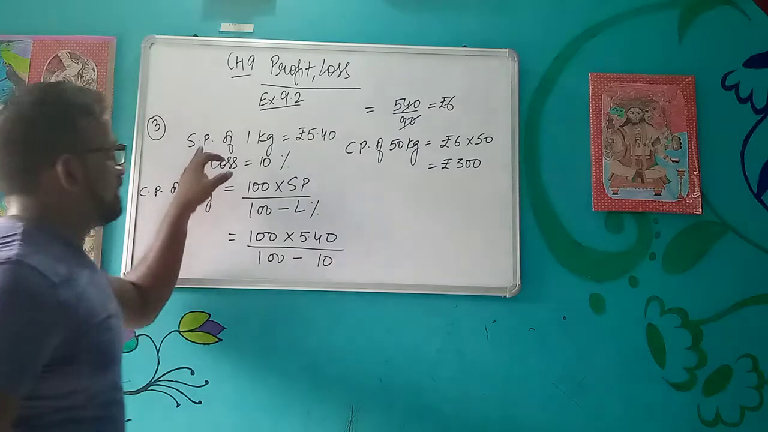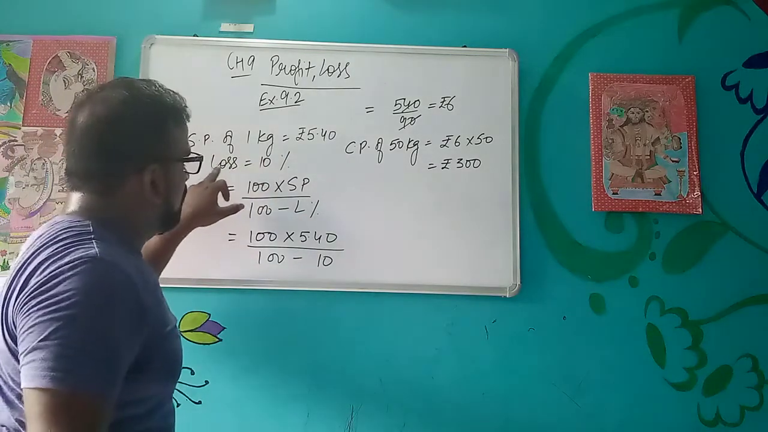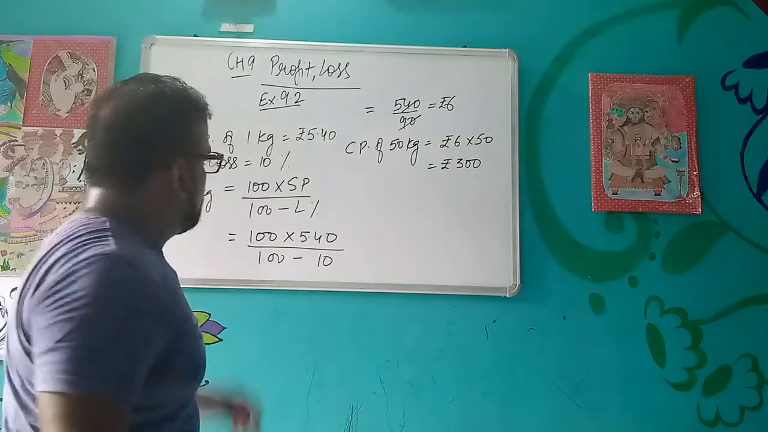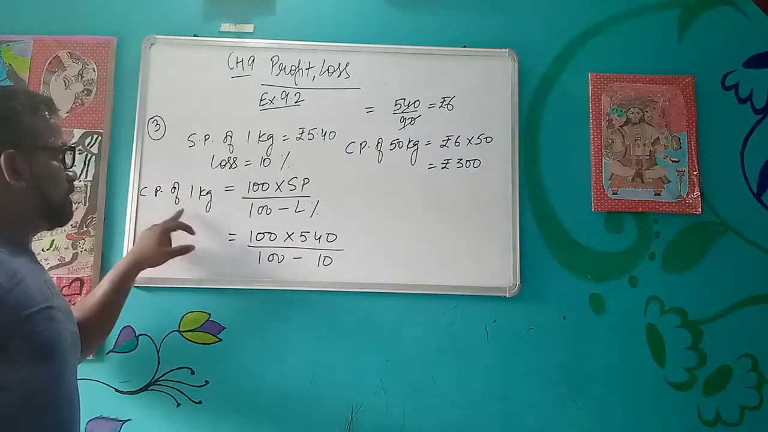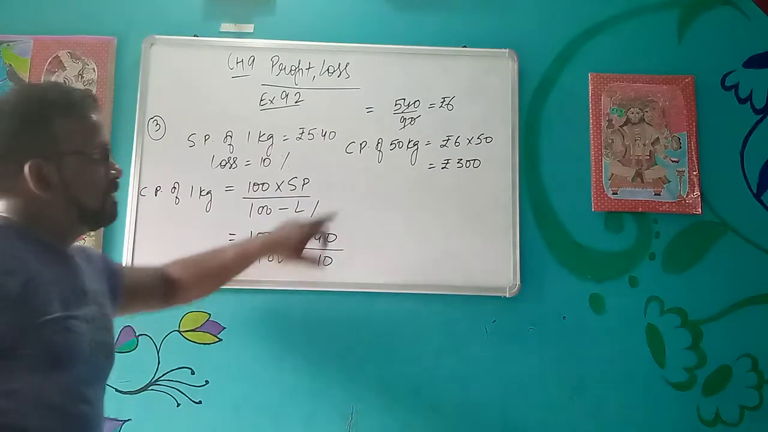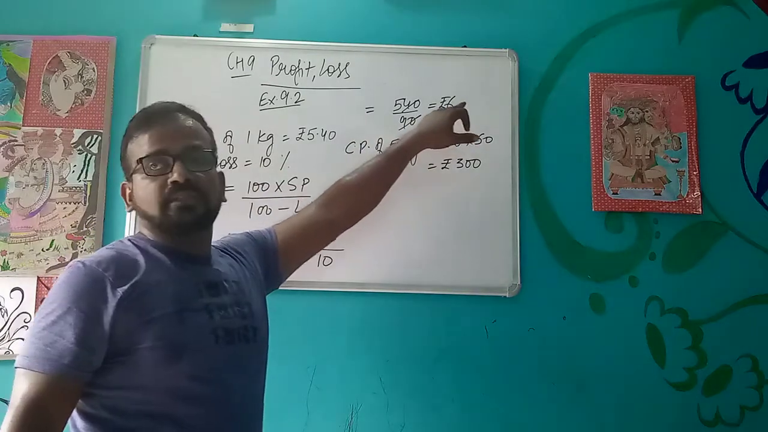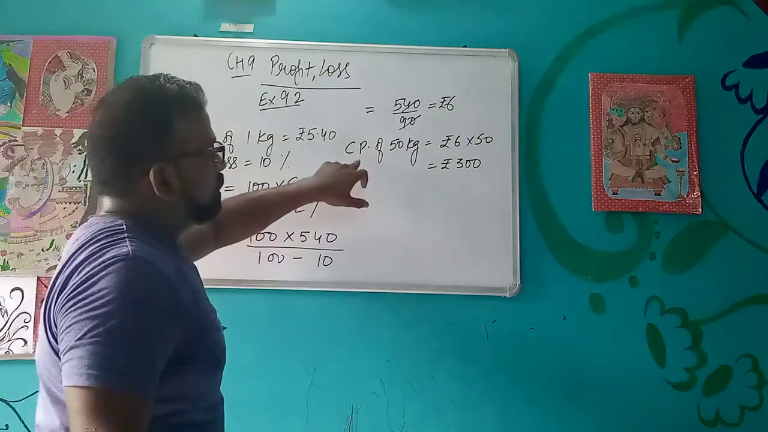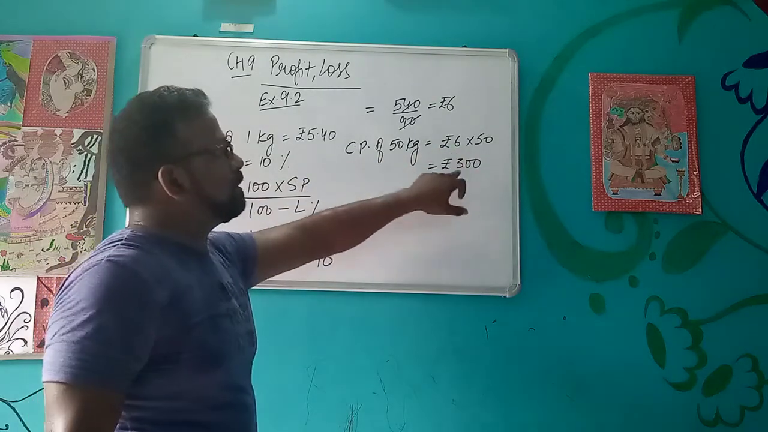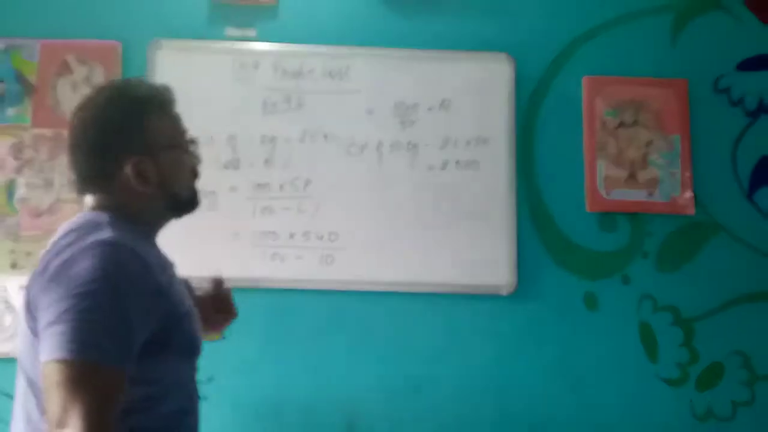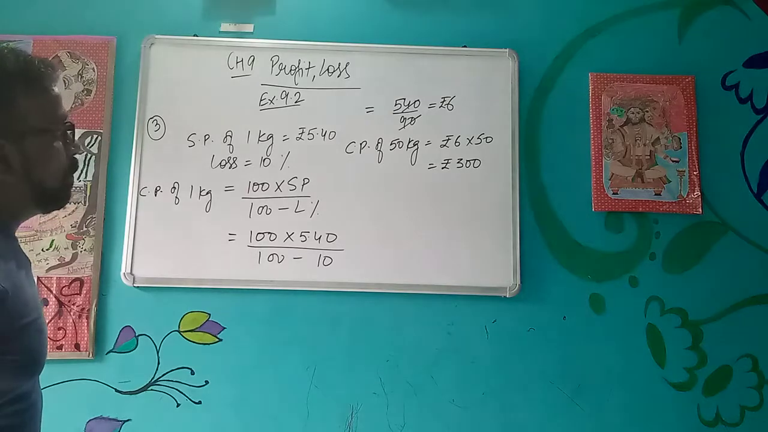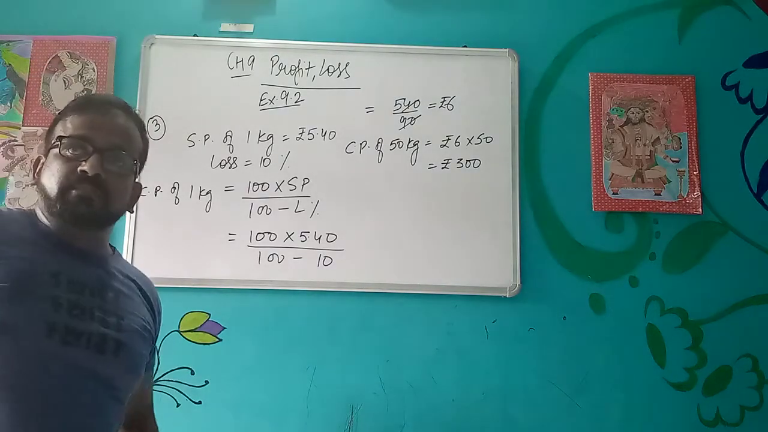Again I am repeating, SP of 1 kg is given, loss percentage is given, we have to calculate the cost price of the whole bag. So for that I have calculated the cost price of 1 kg by using this formula. You put the values, you will get the CP of 1 kg of rice. Afterwards, what we will do? We will calculate the CP of 50 kg of rice. You multiply 50 kg into 6, you will get the answer as 300. So this is how you can solve the questions, by using the formulas and by identifying whether CP is given or SP is given.